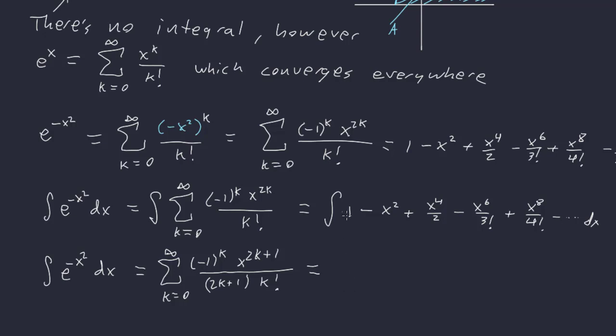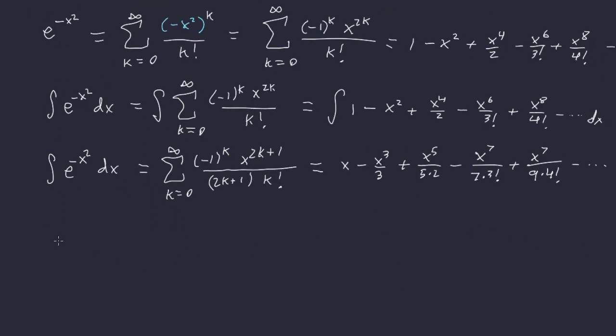So when we integrate, we'll get x minus x cubed over 3 plus x to the 5th over 5 times 2 minus x to the 7th over 7 times 3 factorial plus x to the 9th over 9 times 4 factorial. And you see, it doesn't necessarily look pretty, but this is the antiderivative of e to the negative x squared. We can't get an explicit form for it. I can't just say it's some function, but it does have a Taylor series or a series expansion.